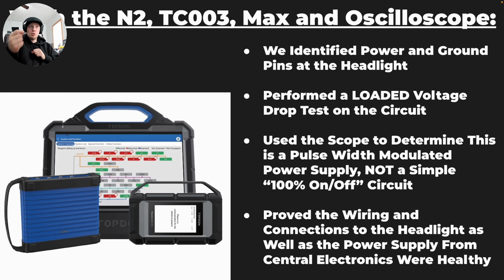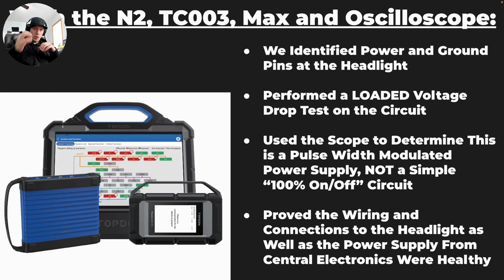We were able to use the scope to also see that this is a pulse width modulated power supply from the central electronics control module. It toggles it on and off rapidly, and it does about an 88 to 91% duty cycle when the headlight is powered on. This is completely normal, and there's nothing wrong with the circuit. Doing this test and using these tools, we were able to see that the circuit is completely fine. We don't have any problems.